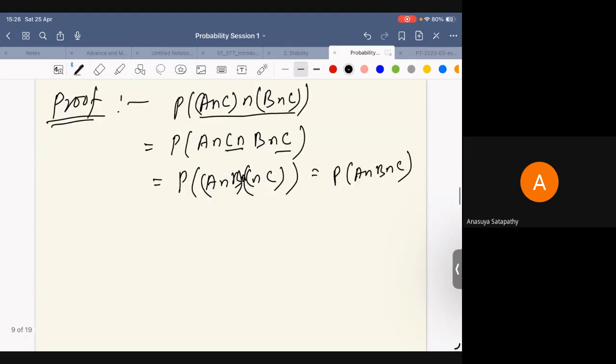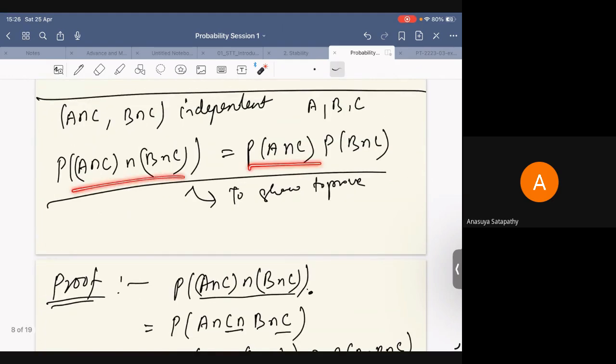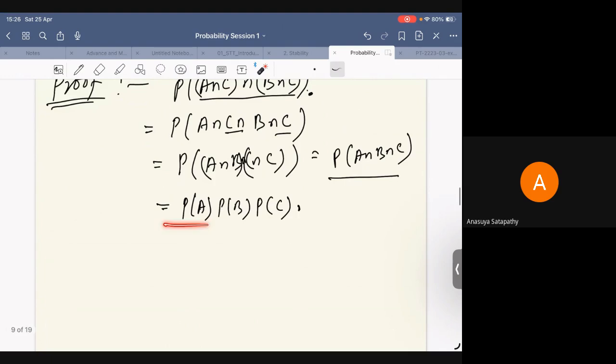So after this, do I know that all three are independent? So I have to write P of A times P of B times P of C, because all three are independent events. Now how do I approach from here to here? How do I prove this? What are the conditions that I should apply to prove it? Think a bit.